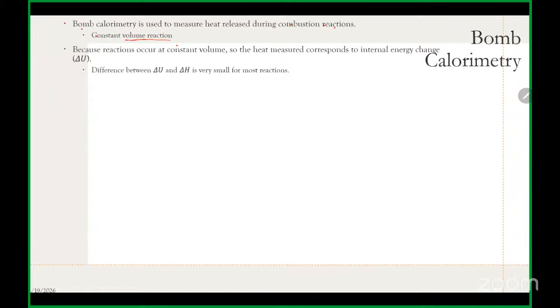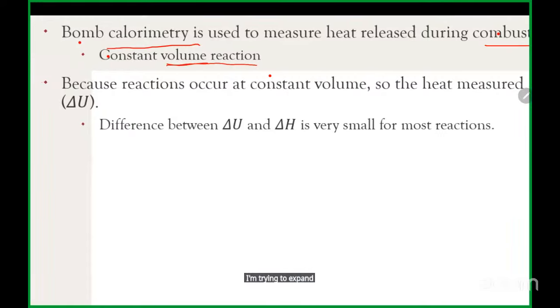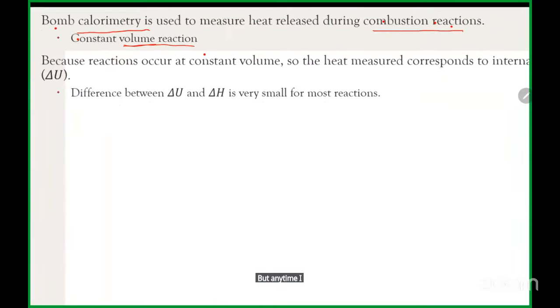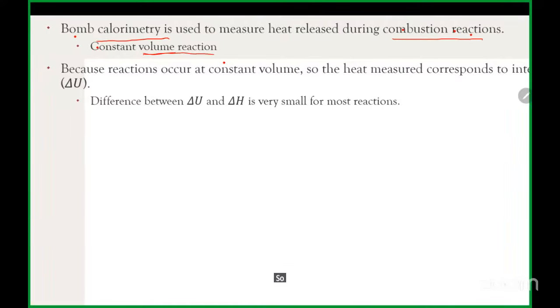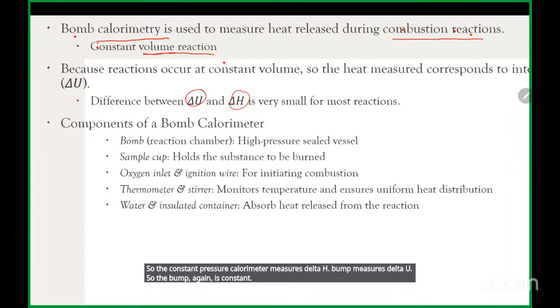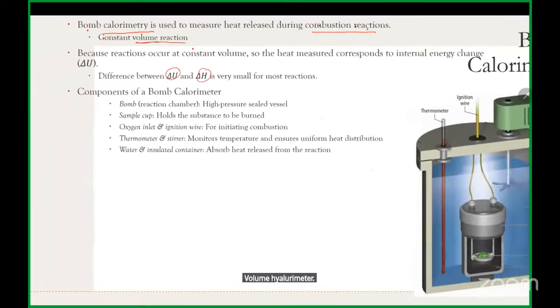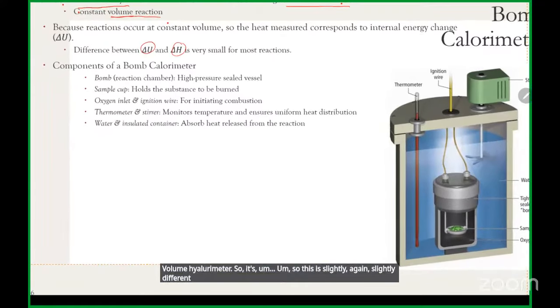So, bomb calorimeter is often used to measure combustion reactions. I'm trying to expand this thing because it's looking small, but anytime I do it, the thing takes over from me. So the constant pressure calorimeter measures delta H, bomb measures delta U. So the bomb again is a constant volume calorimeter. This is slightly different from your slide.